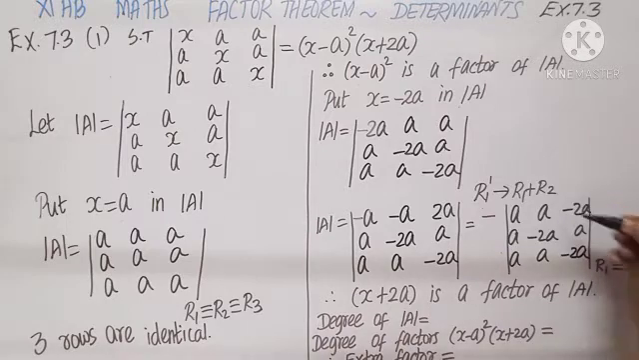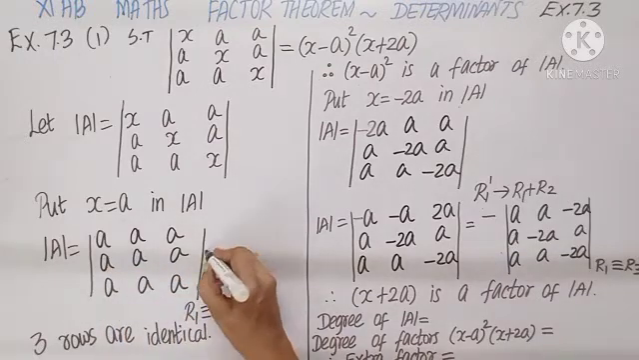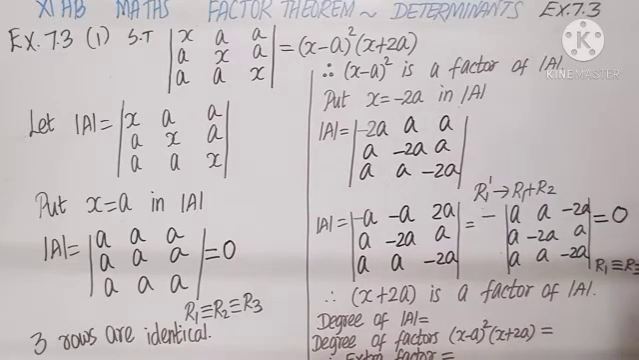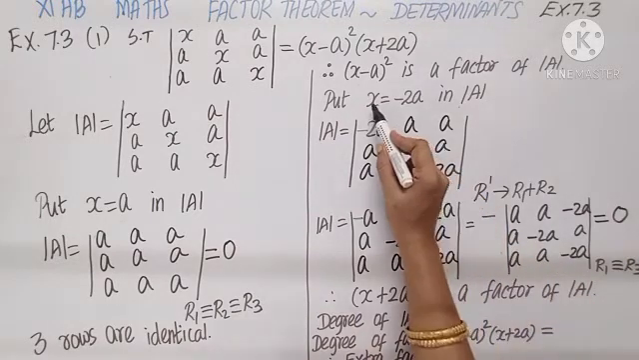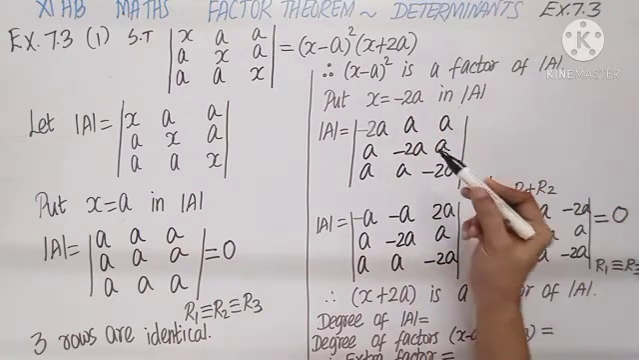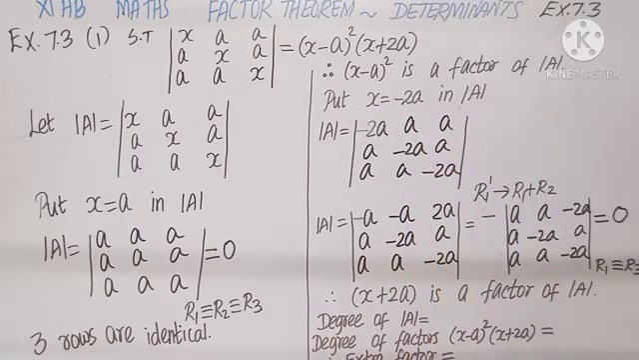Now, R1 and R3 are same, or I will say identical. When R1 and R3 are identical, we can declare x plus 2a is a factor of the determinant. Why? Because whenever rows are identical, I get determinant value to be 0. When I put x is minus 2a, if the determinant becomes 0, I can immediately conclude x plus 2a is a factor of the determinant.